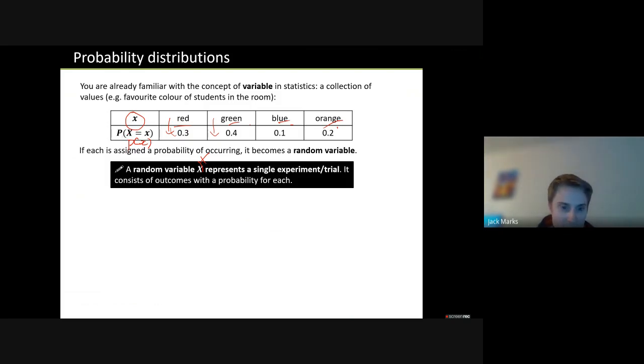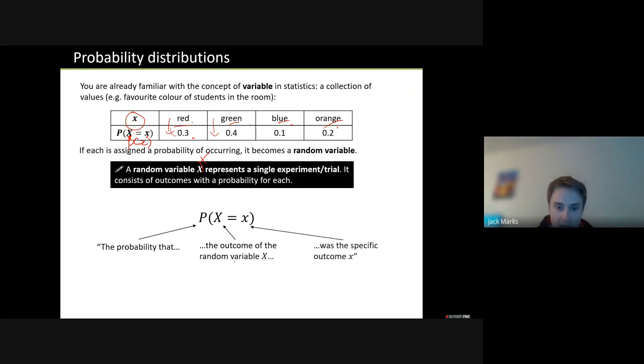Imagine we're asking people what their favorite color is. The probability that the outcome of asking a question is the same as one of these things is 0.3. The outcome of asking somebody's favorite color being green is 0.4, and so on. So the probability that the outcome of the question, or the result when we roll some dice or flip a coin, is the specific thing that we are looking at, whether it's red, green, or blue, well, that's how we can represent that.